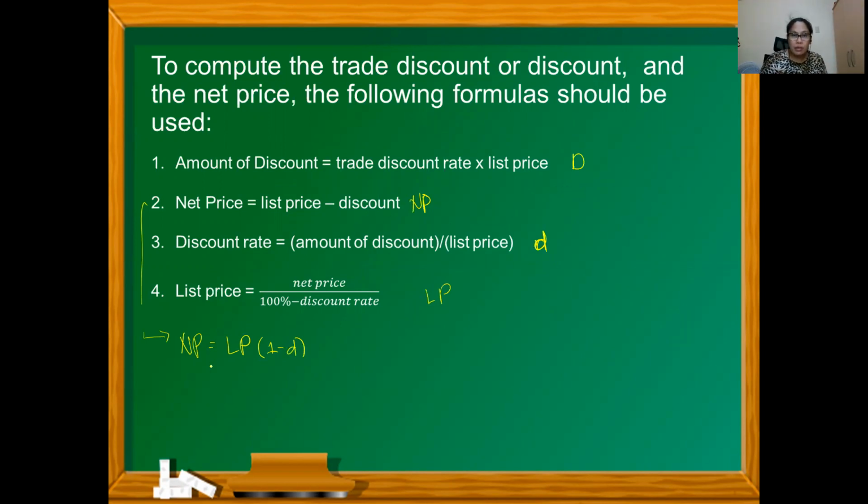Now with the discount rate, we will divide the discount by the list price, and take note that we have to convert the rate to percent, so we multiply the result by 100%. And then the list price, whenever the net price and the discount rate are given, is calculated by dividing the net price by the complement of the discount rate. And these formulas will be of help for us in solving some problems regarding net price.